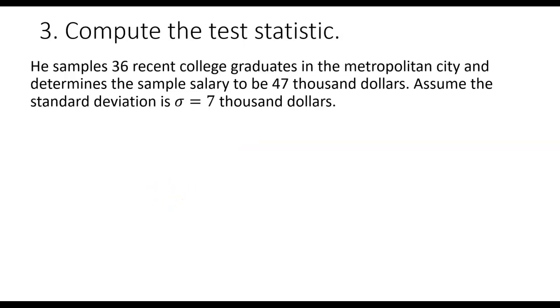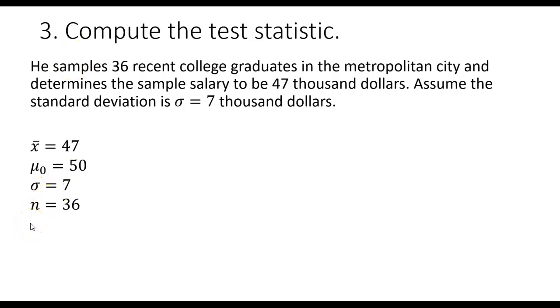Now, there's a lot of pieces that we need. We need our sample size of 36, the sample mean that we find of $47,000, and we have our standard deviation. Don't forget that 50 that we started with. So we know that our sample mean, x bar, is 47. The $50,000 that we started with is our hypothesized piece, so that gives us our mu of 50. We know our standard deviation is 7 and our sample size is 36.